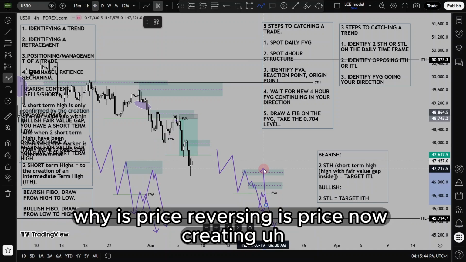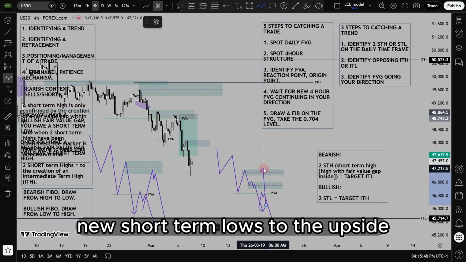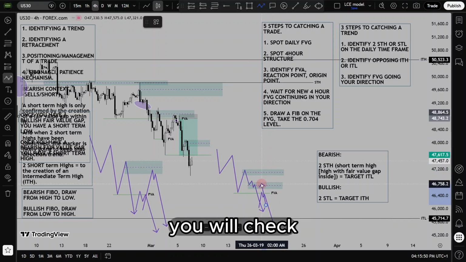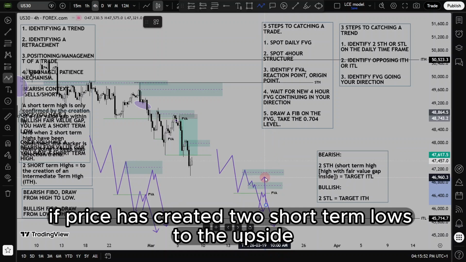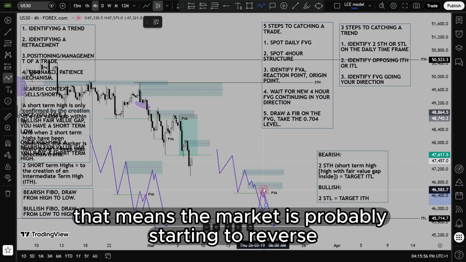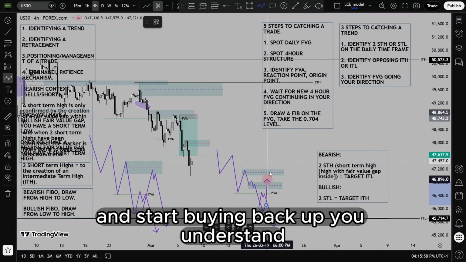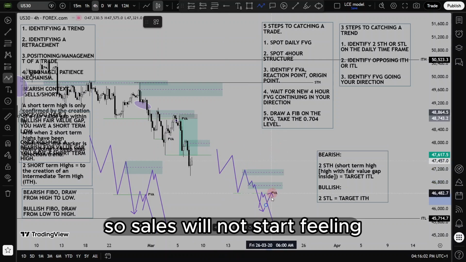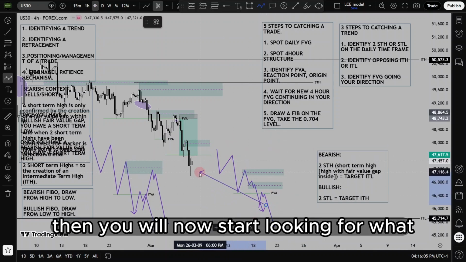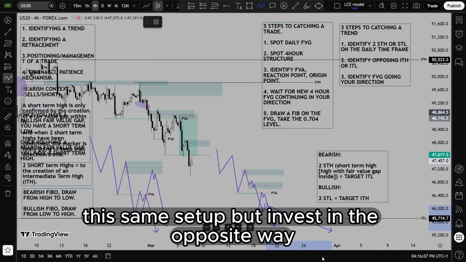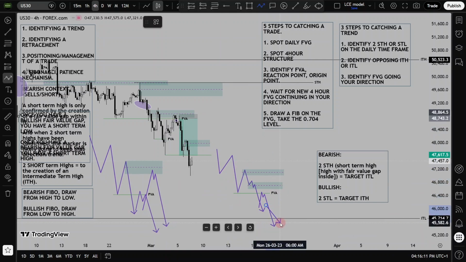Why? Is price reversing? Is price now creating new short-term lows to the upside? You will check. If price has created two short-term lows to the upside on the daily time frame, that means the market is probably starting to reverse and start buying back up. You understand? So sales will now start failing. Then you will now start looking for what? This same setup, but inversed in the opposite way. Do you understand me?